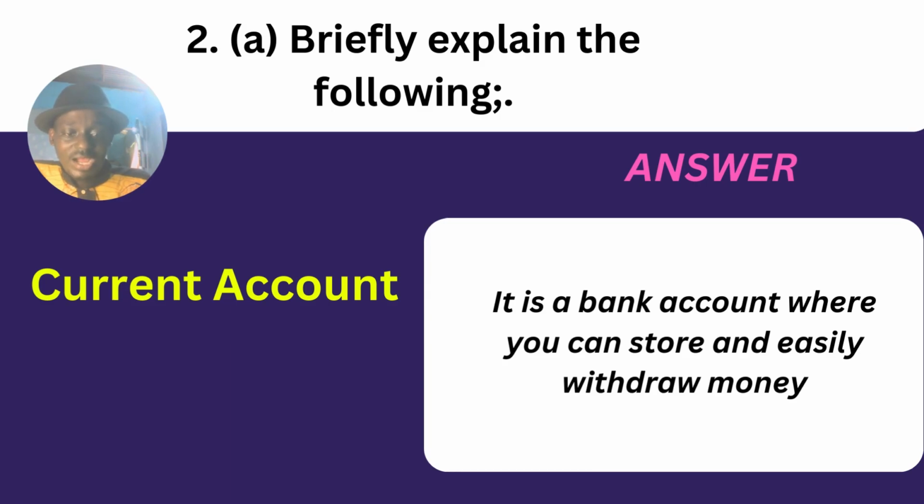It is a bank account where you can store and easily withdraw your money. So a current account is actually an account that you can easily store money or save money and withdraw that money anytime you want it without stress, right? That's why it's a current account, and there's no profit on the current account because it can be withdrawable anytime, as compared to a savings account.